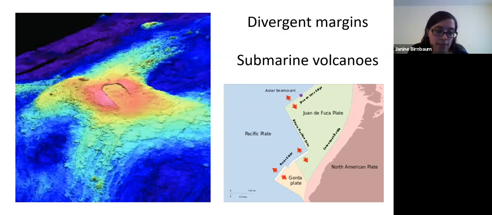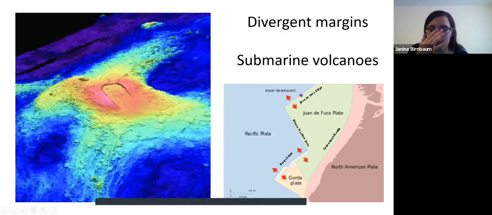They're a little bit harder to find sometimes because they are under the sea, so we can't go and look at them. The most famous example of what we call a submarine volcano, under the ocean, is one called Axial Seamount, which is just off the coast of the Pacific Northwest on this little tiny part of the spreading center between the Juan de Fuca plate and the Pacific plate, right up here labeled in purple.